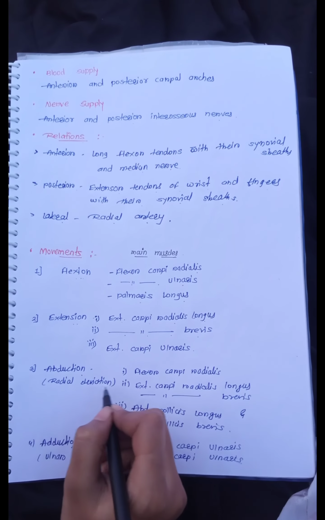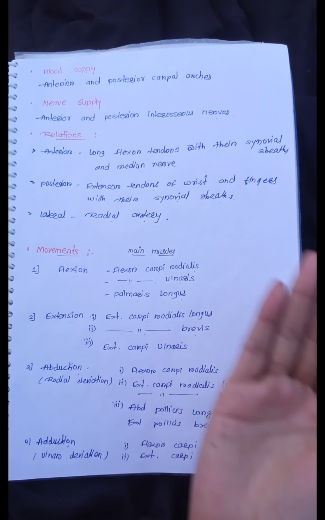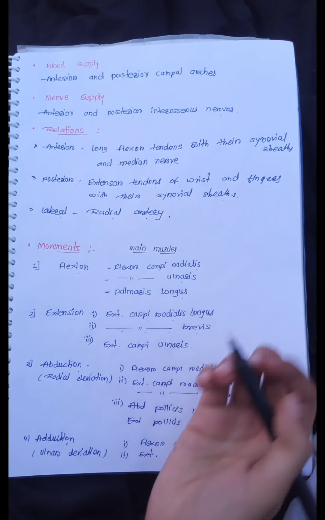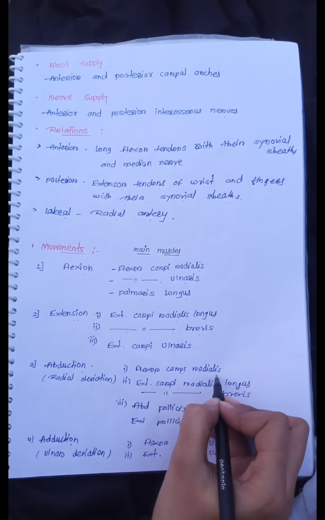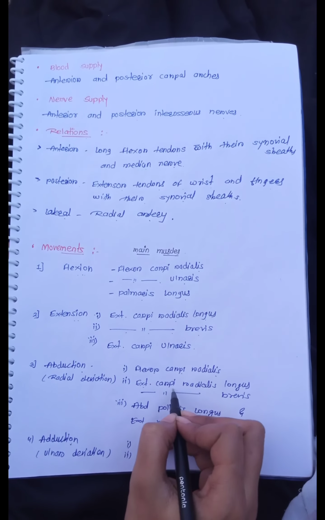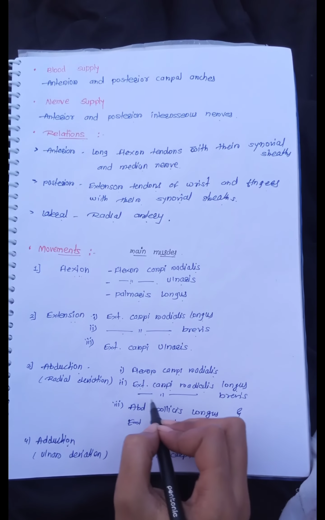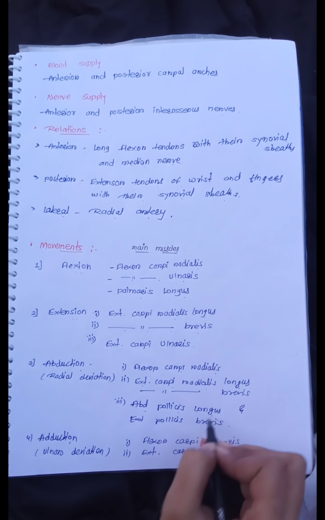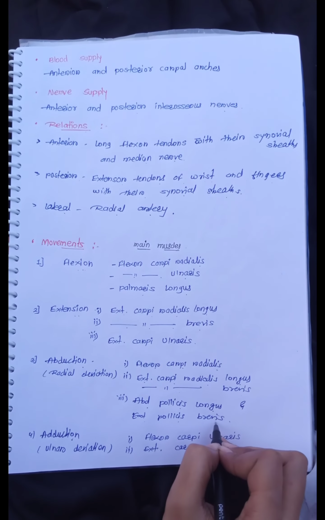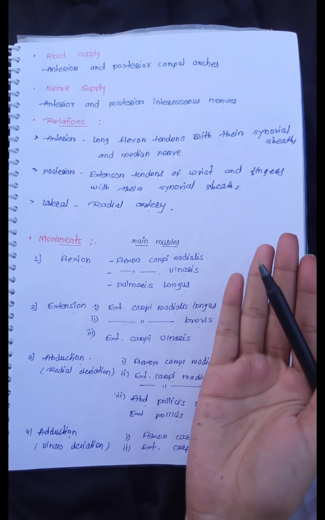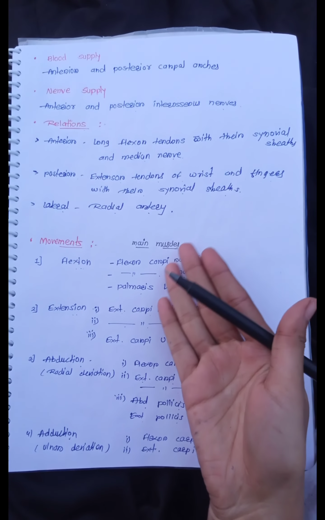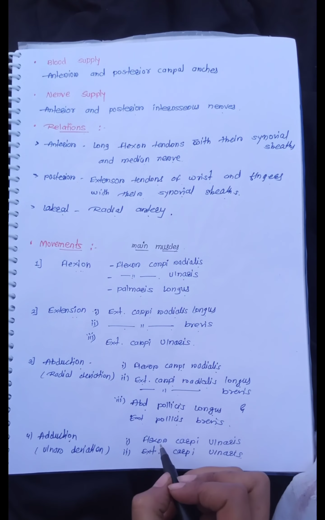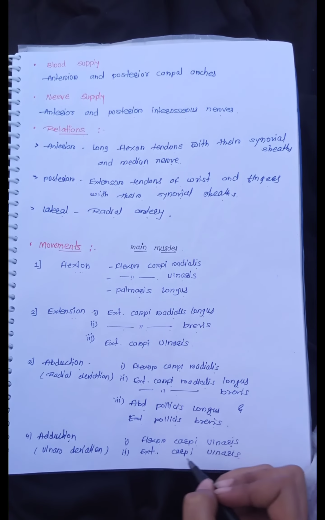Abduction means radial deviation in the anatomical position. That is the radial deviation, that is the abduction of the wrist. It is helped by flexor carpi radialis, extensor carpi radialis longus, extensor carpi radialis brevis, abductor pollicis longus and extensor pollicis brevis. Adduction means, in the anatomical position, the ulnar deviation of the wrist. That is the adduction of the wrist. That is by flexor carpi ulnaris and extensor carpi ulnaris.